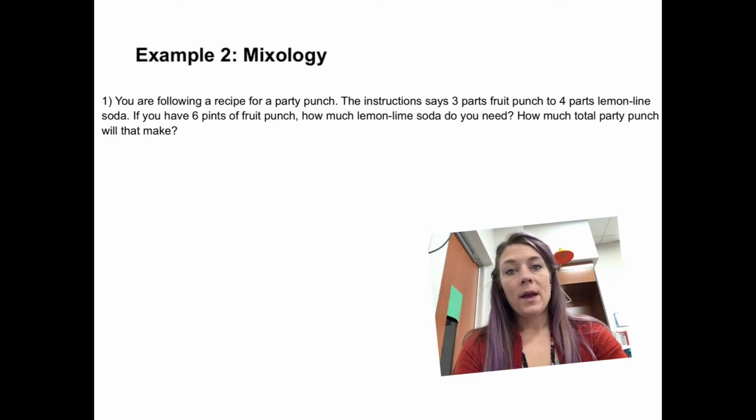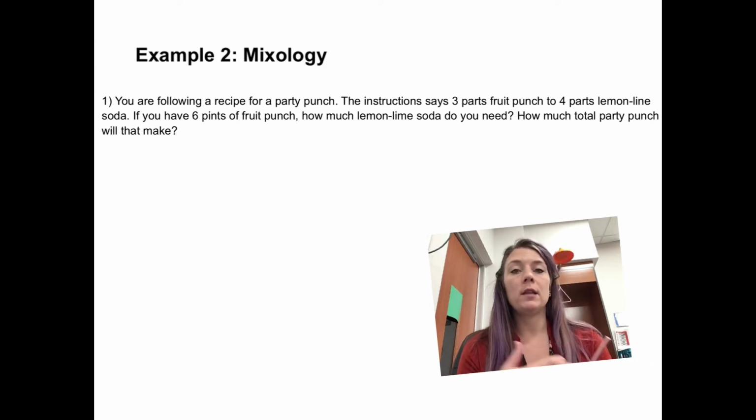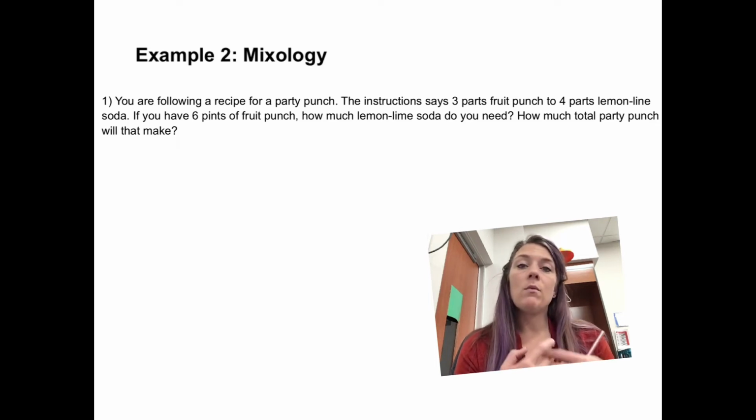The only thing I wanted to add in really quickly here is that this problem talks about the ratio of the fruit punch to the lemon lime soda being in parts. What that allows you to do, as the person creating this recipe, is to use whatever size you are making. Let's say you're making a small batch and you're only using ounces or cups, or you're making a larger batch and you need gallons and liters. It allows you to use whatever label you need.